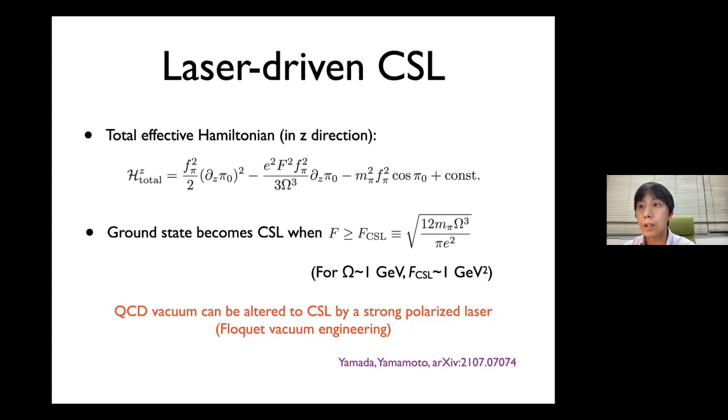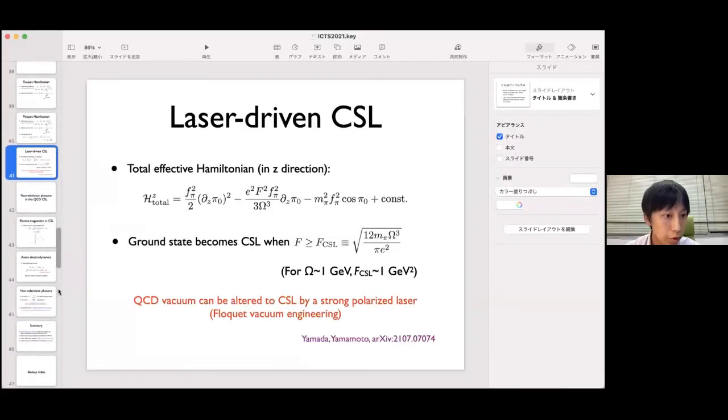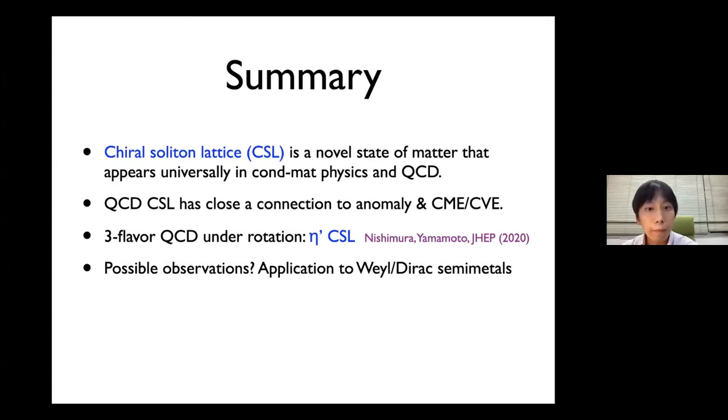Okay, so I think I used most of my time, so maybe let me jump to the conclusion. So I have shown you that chiral lattice is a novel state of matter that appears universally, not only in condensed matter systems, but also in QCD. And this chiral lattice has a close connection to the chiral anomaly, chiral magnetic effect, and the chiral vortical effect.